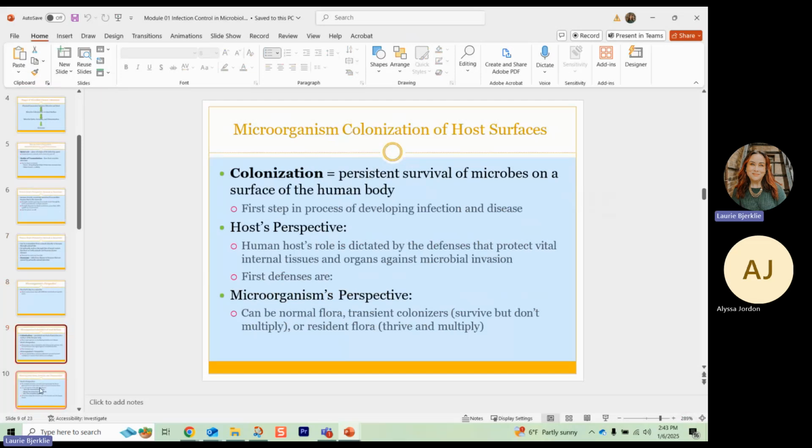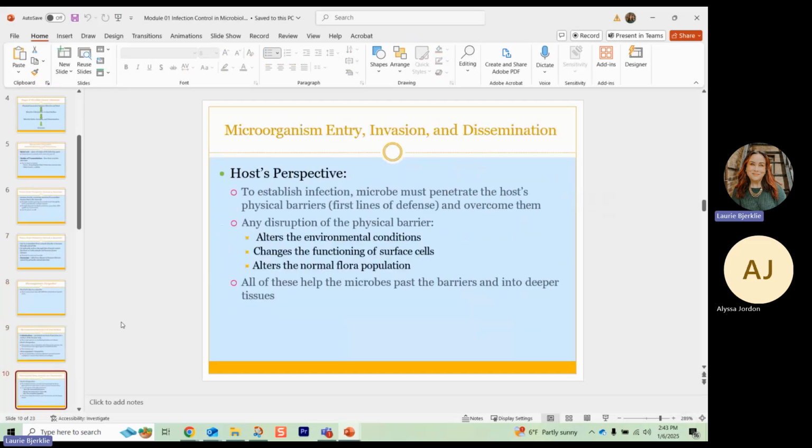But of course, if it does have an opening or possibility, it's going to dig into it. To establish an infection, the microbe will first overcome that physical barrier, the skin and mucous membrane. They will do this by altering the environmental conditions somehow. They could change the way your cells are behaving. They could change your normal flora population. Normal flora is the bacteria that you have as a natural part of you, and it actually does some good work. It's not a bad thing. The normal flora is good.